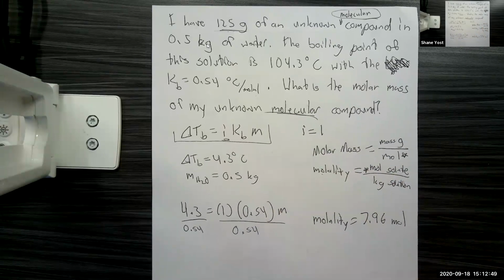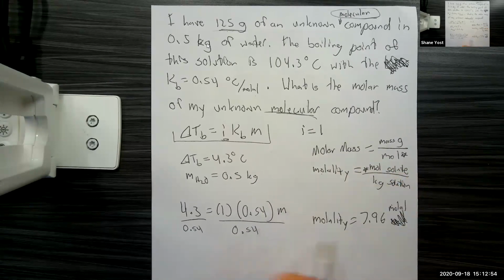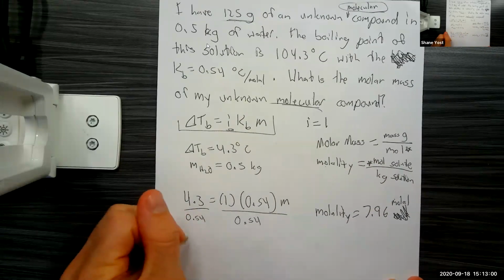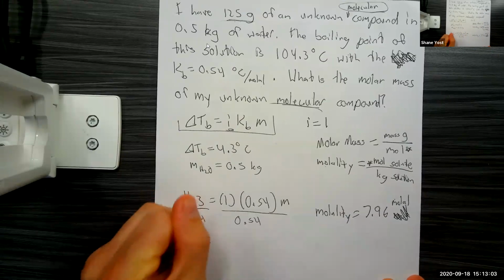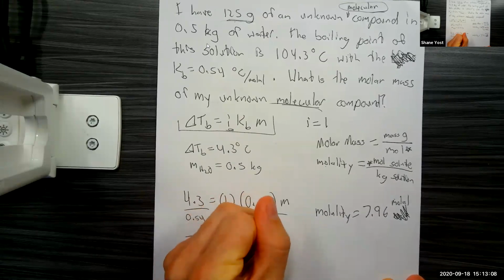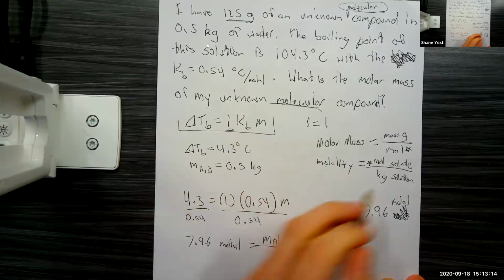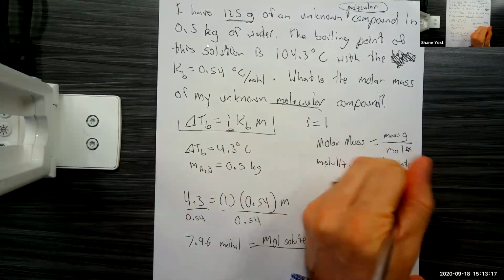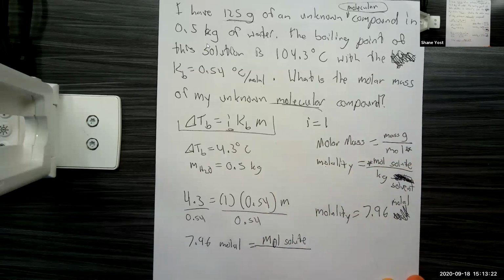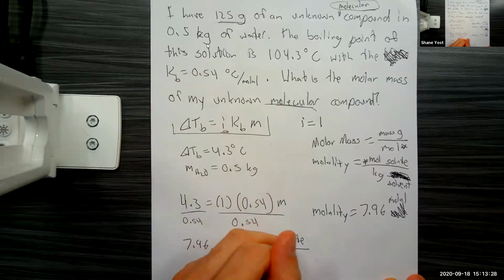Sorry, that's molal. That's the molality. And again, molality is defined as moles solute per kilogram solvent. So I have 7.96 molal equals my moles solute divided by my kilograms of solvent. Sorry, that shouldn't say solution, let's just say solvent. Sorry about that. Kilograms solvent, which we know is 0.5.